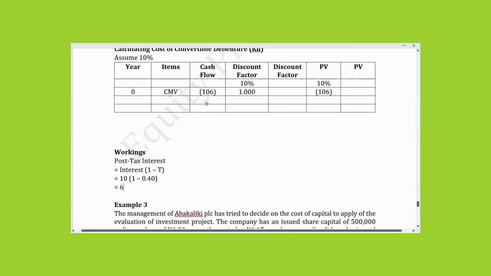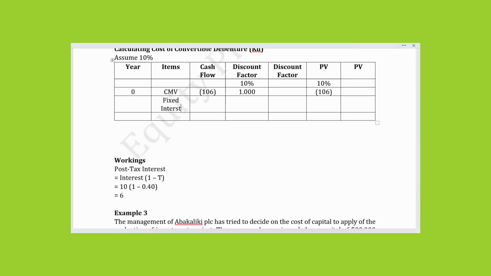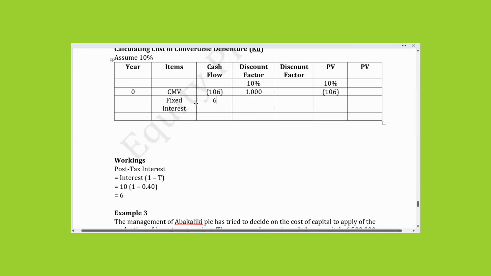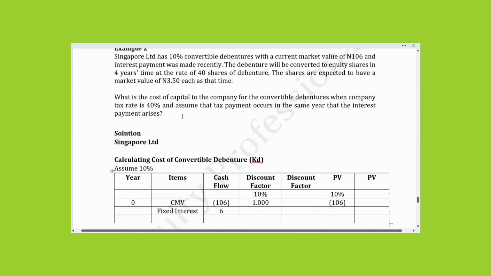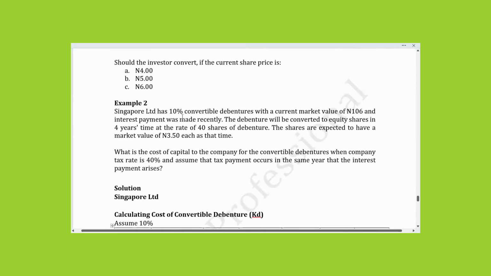You put 6 there. So I will then come here, fixed interest. How much is the fixed interest? We have adjusted for that, which is 6 naira. Just put 6 there. That's it. Then you also need to check, in the final year, we go back to the question: what is the exercise date? When is the investor going to exercise their rights?